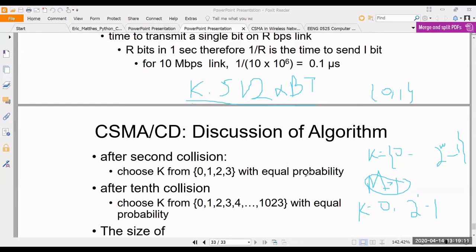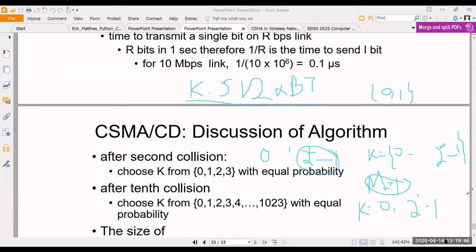Assuming there's a second collision, then it means M becomes 2, right? So it means K can be a set of values from 0 to 2 to the power 2 minus 1. So this value will give us 3, right? When you calculate, that will be 0, 1, 2, and 3. That's how you find it. And then you just find the back-off time, the exponential back-off time. That is how you find it.